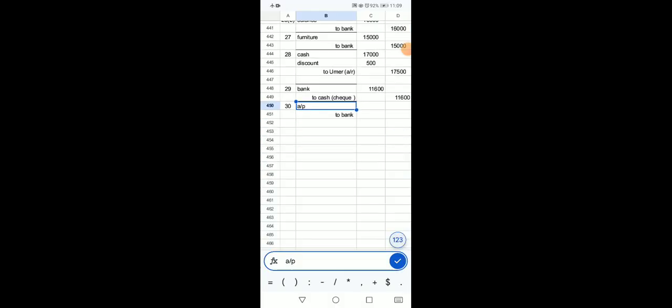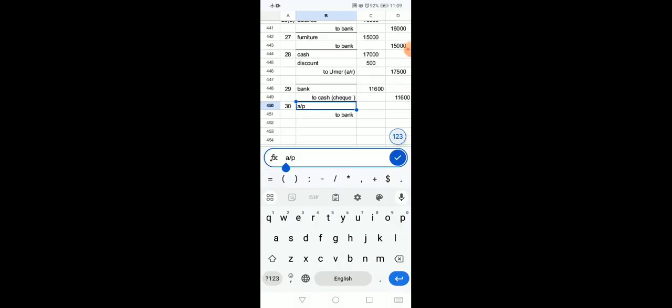Now in the 30th entry, let's see to whom the check has been issued. To Ali. Ali was the person to whom you have issued your check. It means Ali was your account payable, so you may mention the name of Ali over here. And why are you writing on the debit side? Ali was your liability. You have paid the amount through check, it means your liability has been decreased.